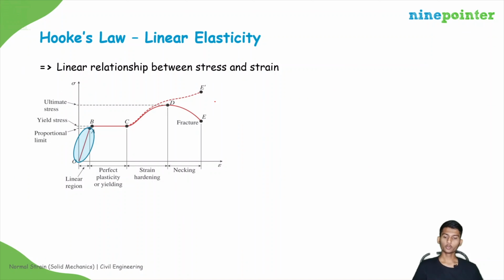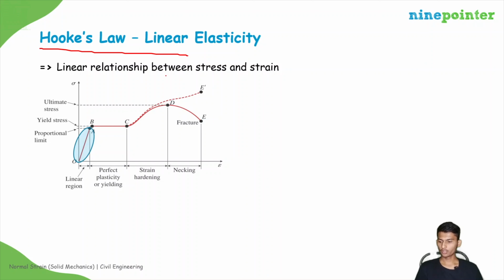Before moving into deformations, we need to understand Hooke's law of linear elasticity. We have normal stress and normal strain. Normal stress is the representation of internal forces. Normal strain is the representation of deformations. We already said in an earlier lecture that we can relate these two things. So we can relate normal stress and normal strain.